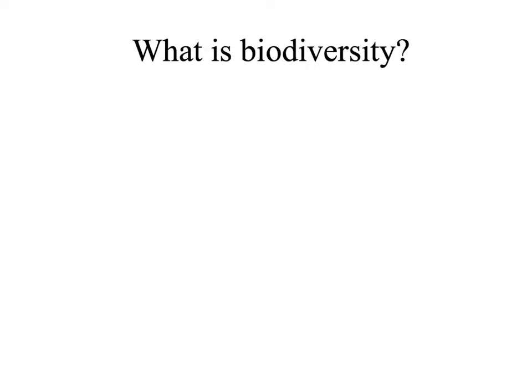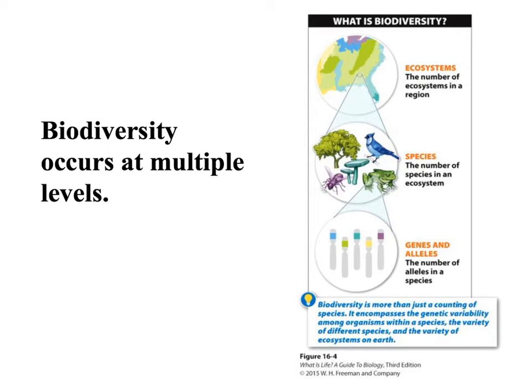The first question is, what is biodiversity? This is just like it sounds. Diversity is variety or variations, and bio stands for life. So we are going to be looking at all the variations and variety that are found in living organisms. Biodiversity occurs at multiple levels. We can see that there is diversity in genes and alleles of a population, within the species, and within ecosystems around the world.